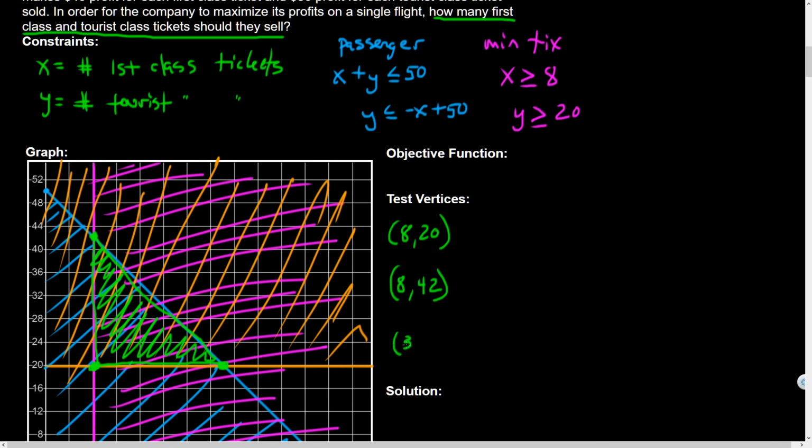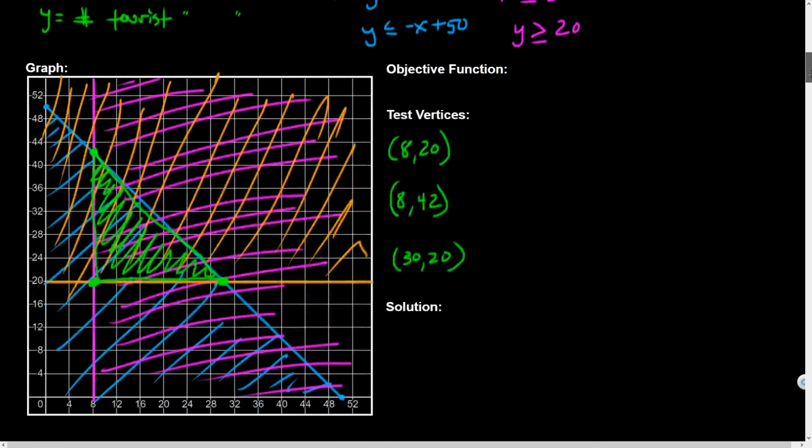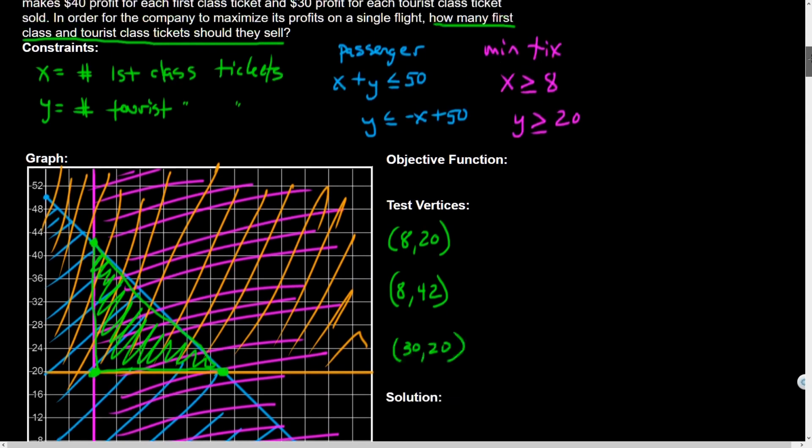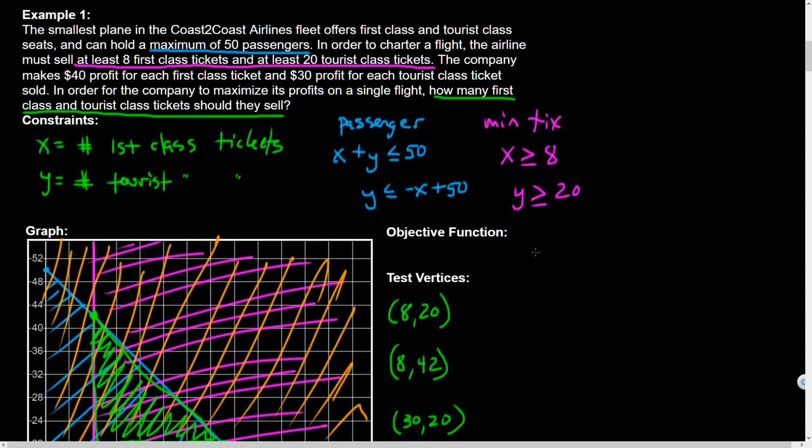So 30, 20. And so while any point within this region would work, the vertices, the corners, are going to be the ones that have the potential of giving me an optimal solution, okay? And so any combination in the green area would work. So like, let me get the x-axis in view here. So 16, 24, that point could work. It's not going to be optimal though, all right? So now I've got those, let's write the objective function.